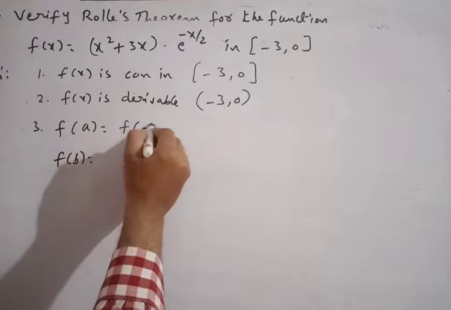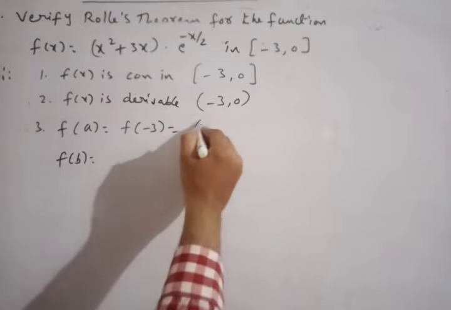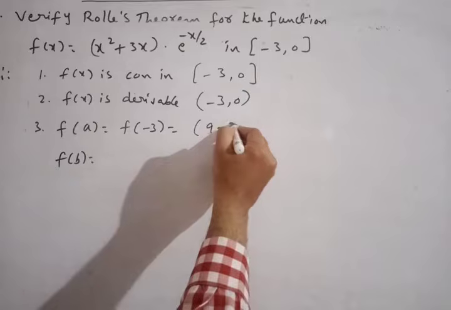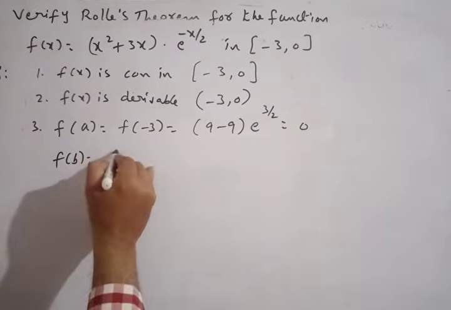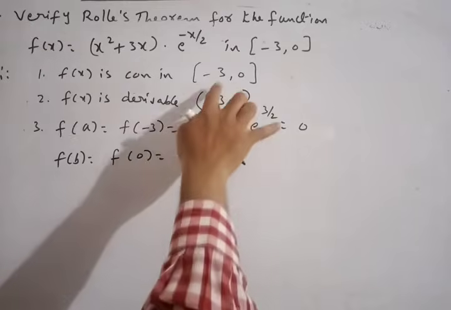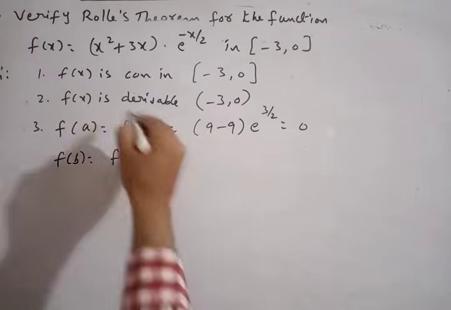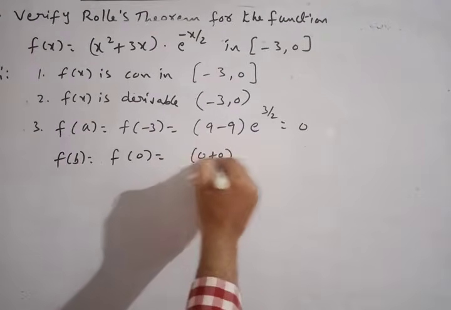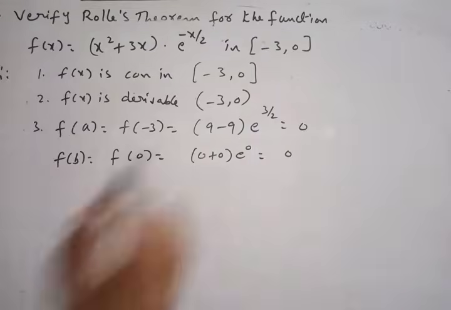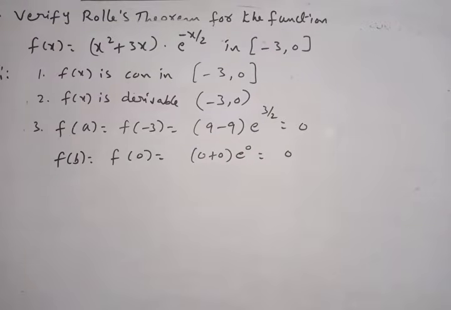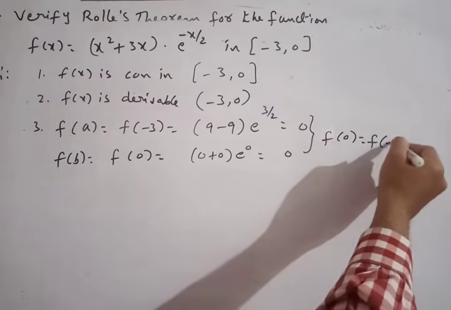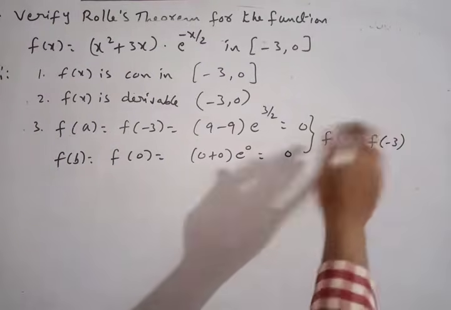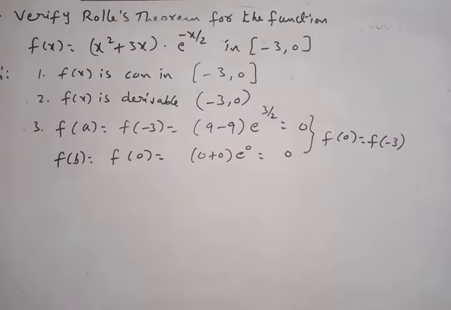What is f(a)? f(-3). If I substitute -3 here, 9 minus 9 e^(3/2), that is 9 minus 9, which is 0. Then f(b): the a value is -3, the b value is 0. f(0) is 0 plus 0 times e^0. 0 into anything is 0. So f(0) is equal to f(-3). All conditions of Rolle's theorem are verified.